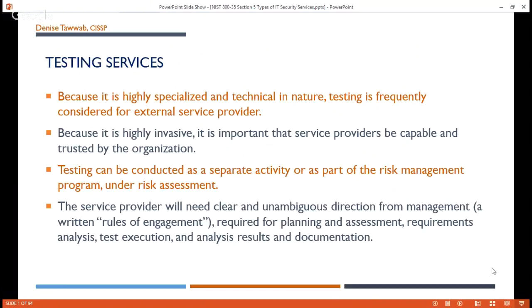I'm not sure what it's called with other types of testing, but you definitely want to have written rules of engagement. What are you testing? What are the boundaries around what you're testing? And so forth and so on. And this is going to be required for planning and assessment, requirements analysis, test execution, and analysis results and documentation.